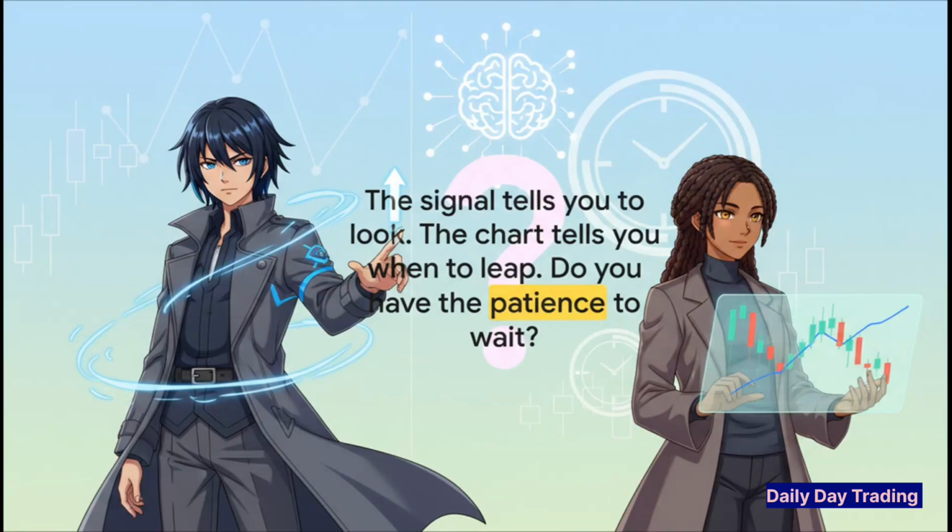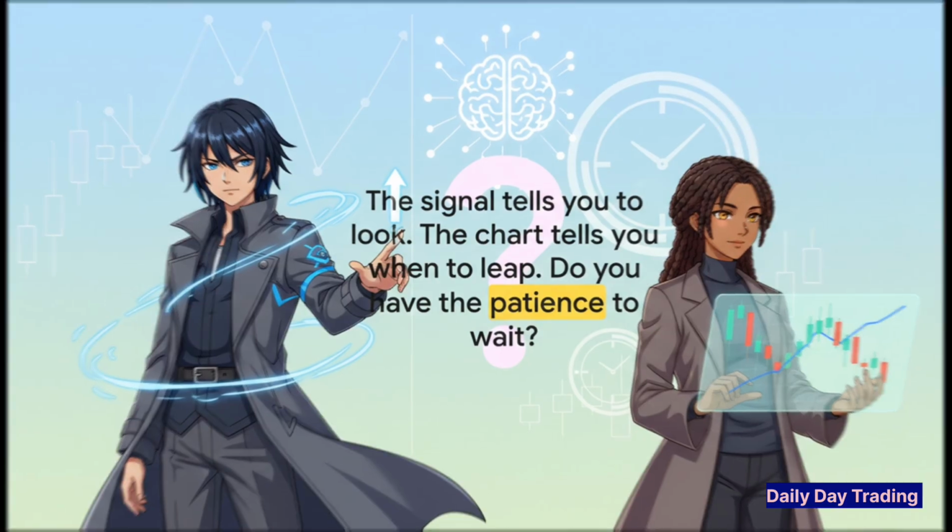And that right there is the final question, isn't it? The divergence gives you the signal to look, but the chart, the confirmation, that tells you when to leap. That space in between, that waiting period, that's where almost everyone fails. They just don't have the discipline to wait for the market to prove their idea is right. So do you have the patience to wait for that proof? Because that is what separates the pros from the crowd.